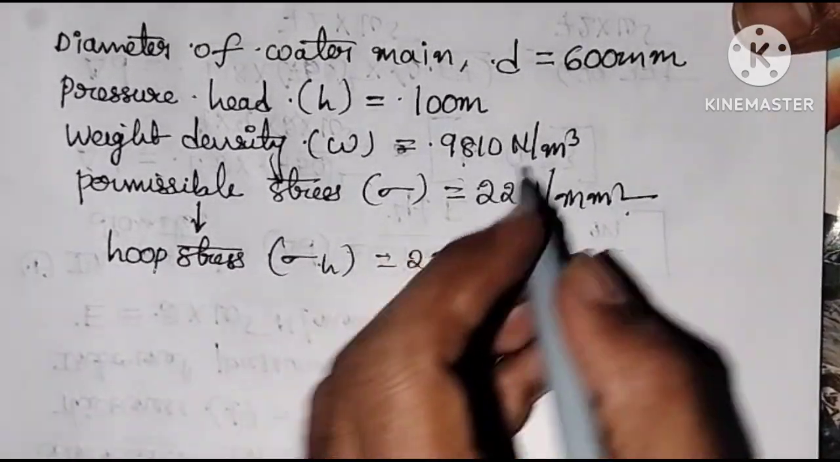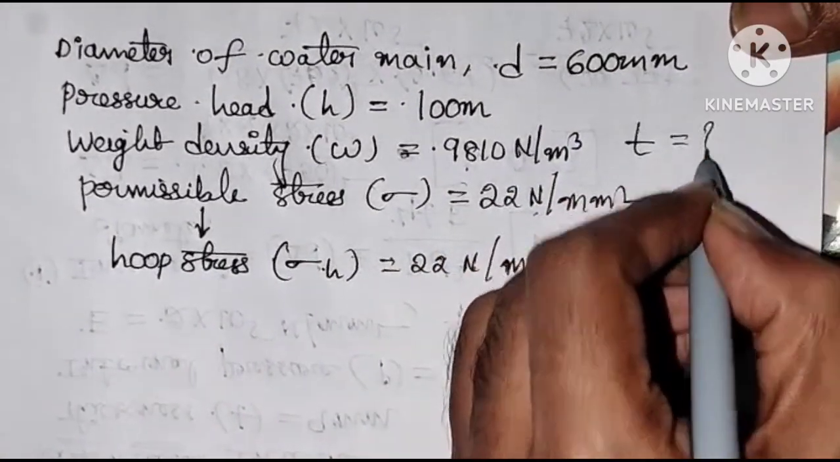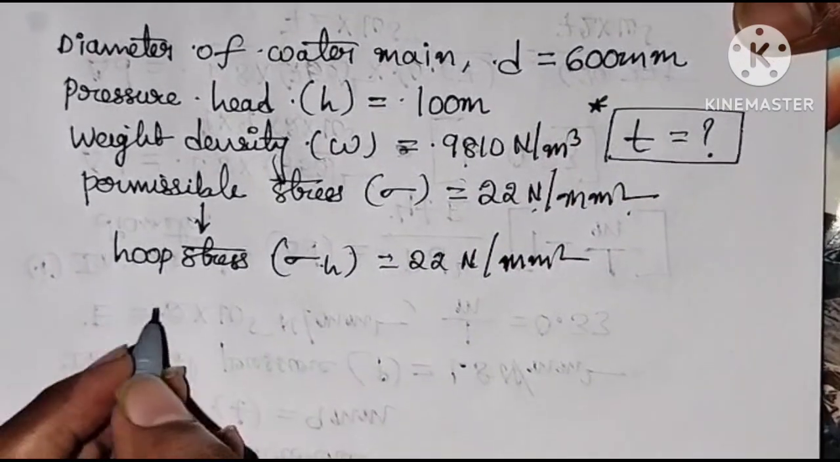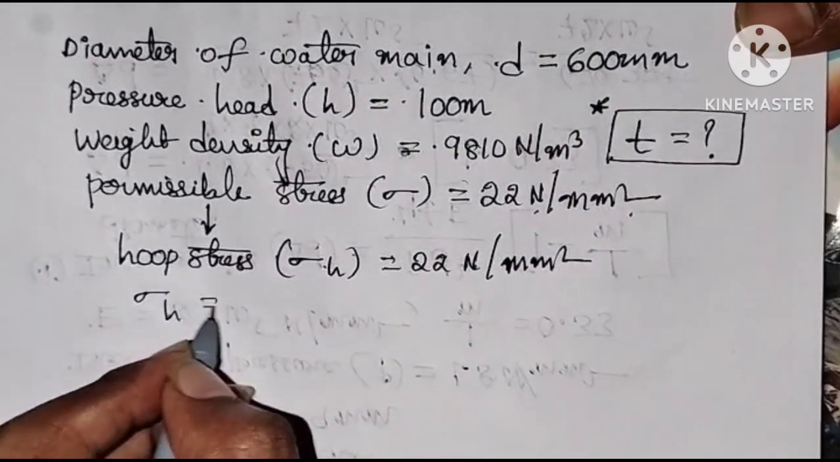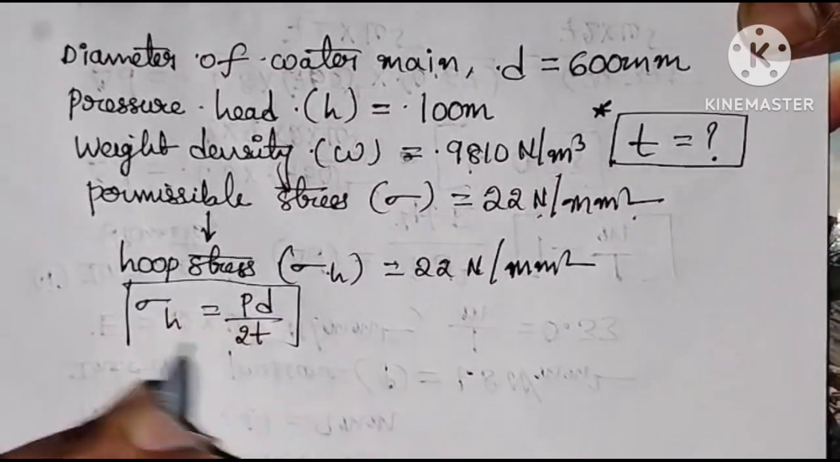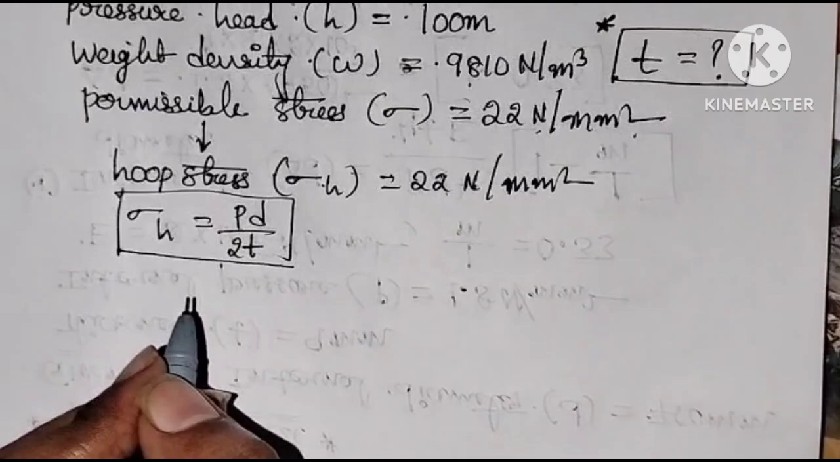At last we need to find the thickness of the thin cylinder. We know that hoop stress sigma H is equal to PD by 2T. So the formula for hoop stress is sigma H is equal to PD by 2T.